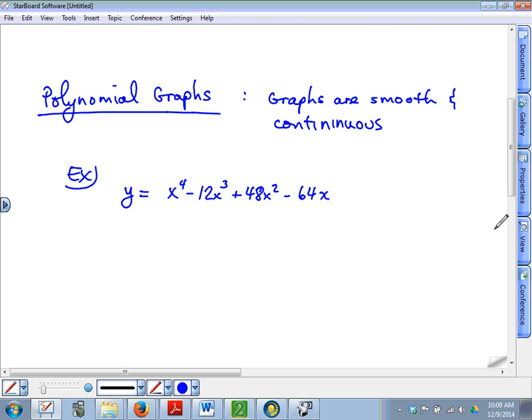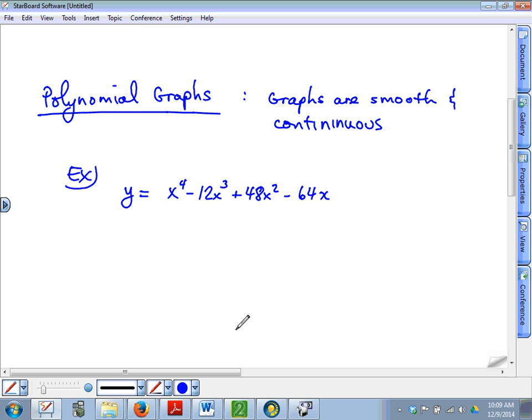Are there any vertical asymptotes because of domain restrictions? No. There's none of those. Are there any horizontal asymptotes? No. In polynomial graphs we don't have to worry about any asymptotes. When we get into rational functions and radical functions, those have asymptotes. So we don't have to worry about that.